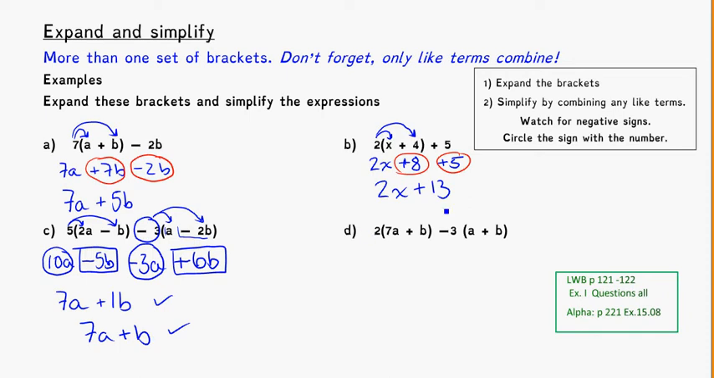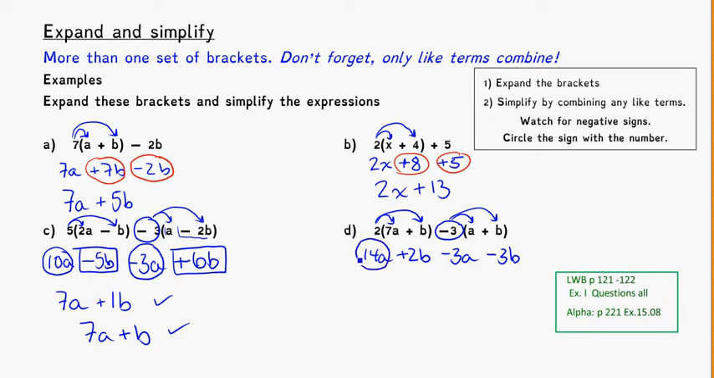Give a go at the next one, pause it if you like, try it on your own and then check your answer. So I'm going to do 2 and expand it through. So 2 times 7a gets me 14a, and 2 times a positive b gets me plus 2b. Watching that negative sign there again. Negative 3 times a is negative 3a, and negative 3 times b is negative 3b.